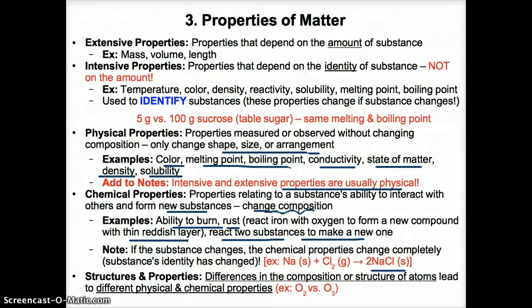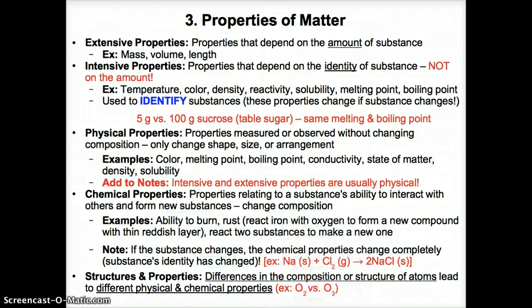In all these cases, what you should notice is composition has changed due to completely new substances being formed. Also note that if a substance changes completely, then the chemical properties will also change, and this is due to the substance's identity itself changing. For example, going back to sodium and chlorine reacting to form sodium chloride, you start with sodium and chlorine separately as elements, then you end up with sodium chloride at the end.